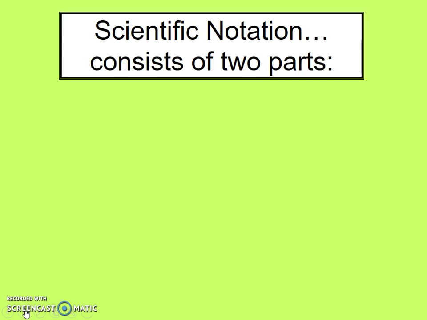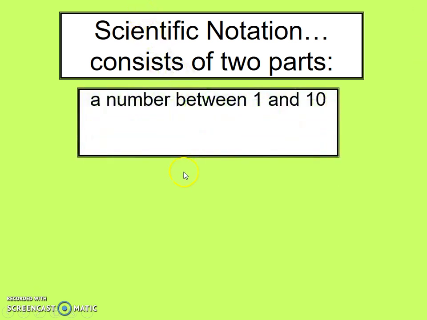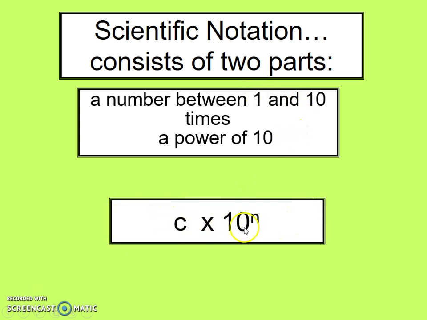Okay, so let's take a look at what we just learned. So we know that scientific notation is basically a way that we can rewrite really big or really small numbers to make them easy to compare to one another and do some basic calculations with. So if you're going to write a number in scientific notation, it has to consist of two parts. We need a number between 1 and 10 times a power of 10. So it's going to look something like this.